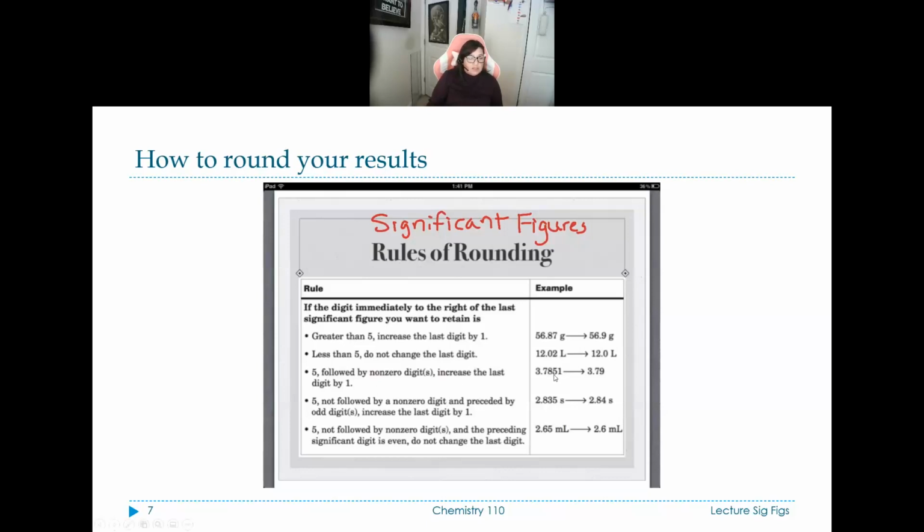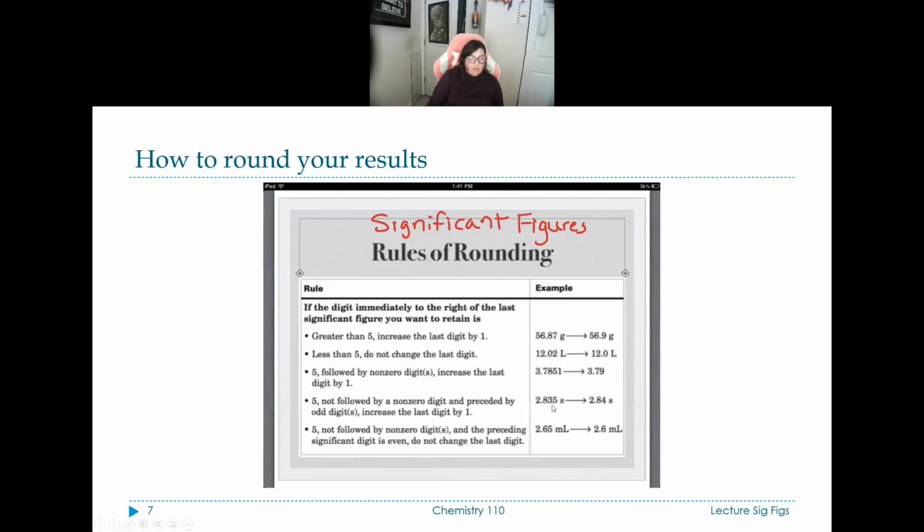So when this number here, the number after the one I need to round, is 5, then I have to look at what's after that. If there's anything that's not a 0 after that, then we're going to round up, okay? So we're going to take this 5, that rounds this to 7, 9, okay? If it's a 5 and it's not followed by a non-zero digit, what do we do then?